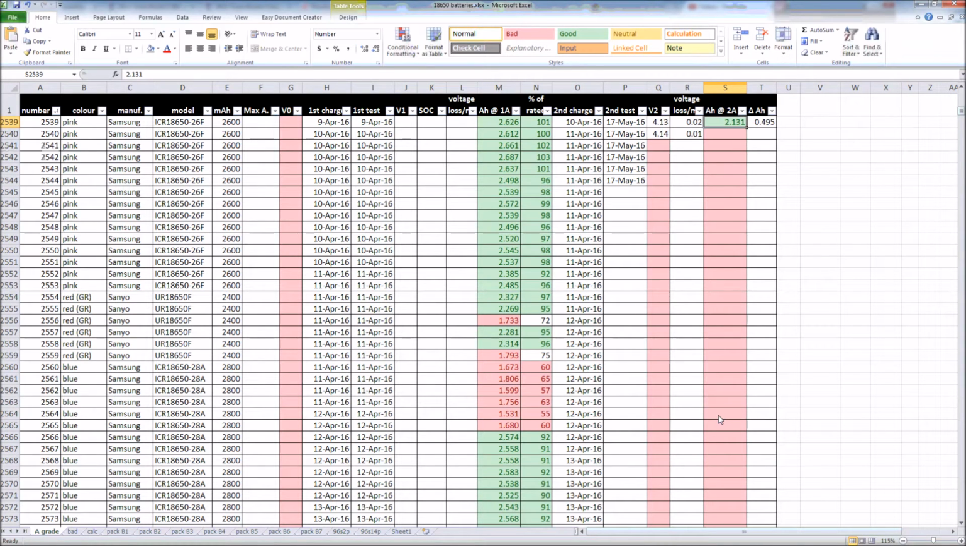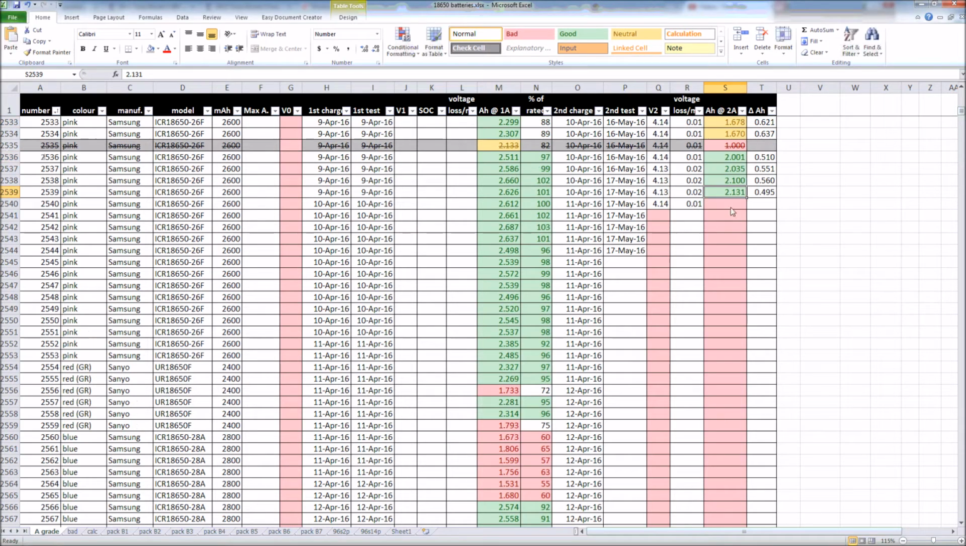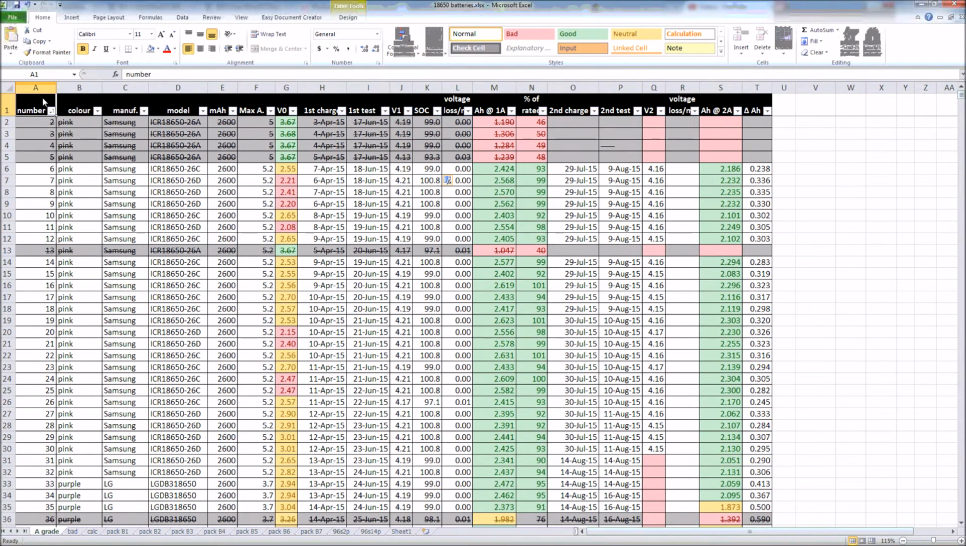If I go up here, these are the cells that have now been tested at 1 amp and then a second test at 2 amp. So I've now tested 2,539 cells. Now I'm going to explain these columns.